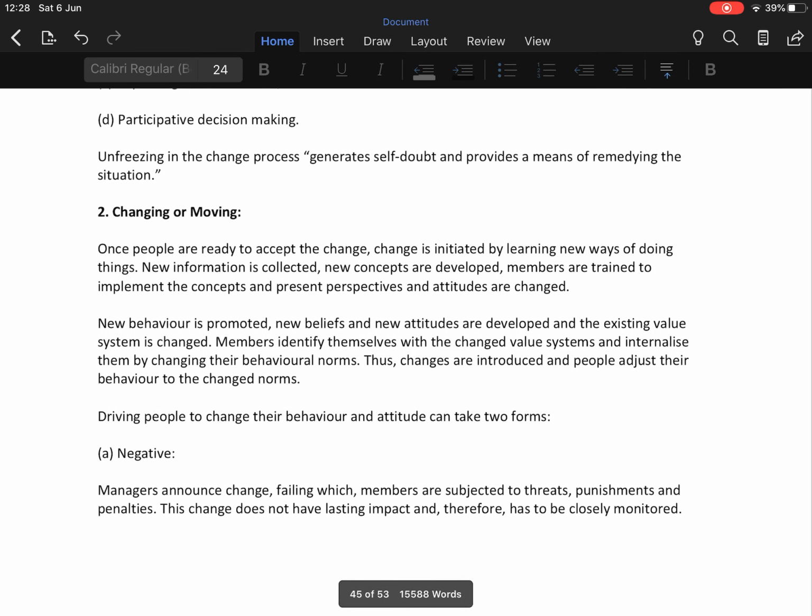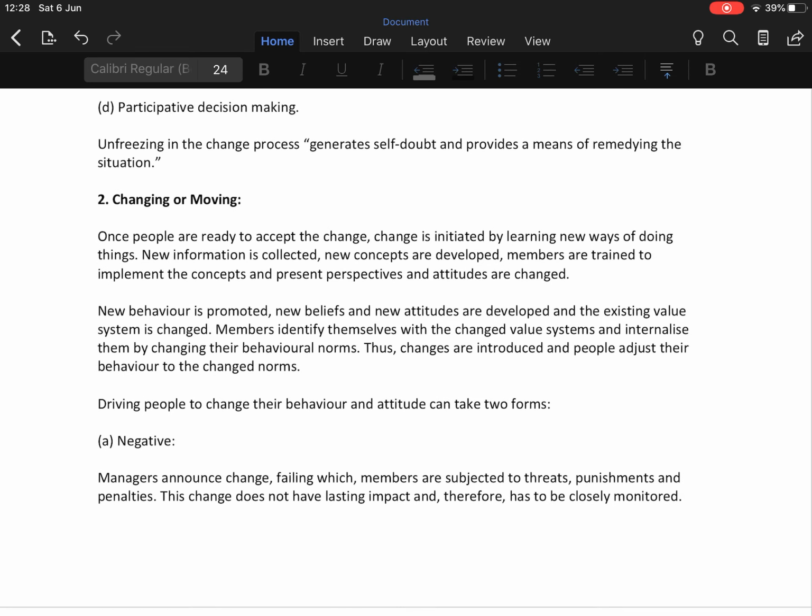Now the second step is changing or moving. Once people are ready to accept the change, it is initiated by learning new ways of doing things. New information is collected, new concepts are developed, members are trained to implement the concept, and present perspectives and attitudes are changed. New behavior is promoted, new beliefs and new attitudes are developed, and the existing value system is changed.